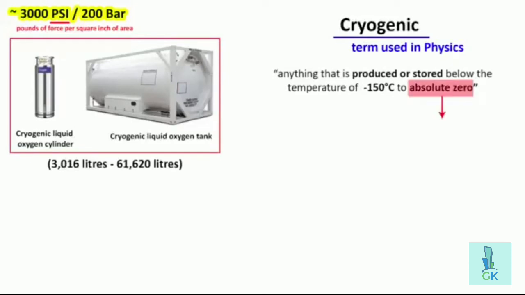Absolute zero is referred to as minus 270 degrees Celsius. The reason it is called absolute zero is because no object in this world can be cooled below minus 270 degrees Celsius, because it is believed that there is no heat energy left in a substance below this temperature. As per the laws of thermodynamics, absolute zero cannot be reached.